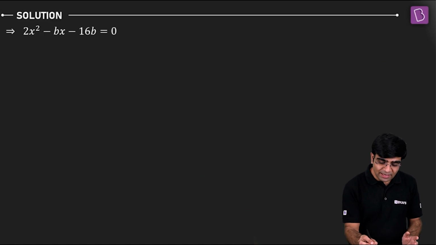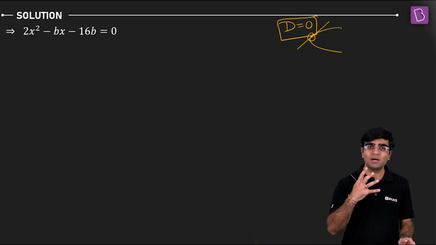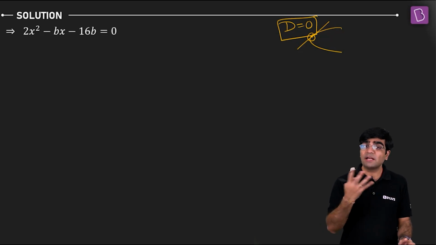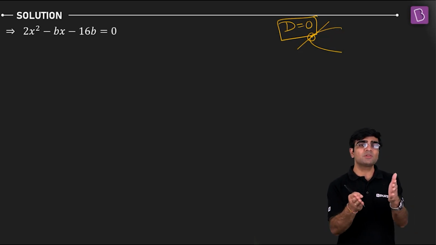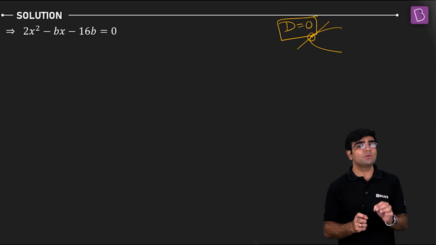But I know that if they have to touch, then the only possibility is that the discriminant of the quadratic has to be equal to 0. Remember that idea? If you don't remember the standard formula, what will you do? You just solve the equation of the parabola and the line, right? And if the discriminant is equal to 0, it has to be a tangent.